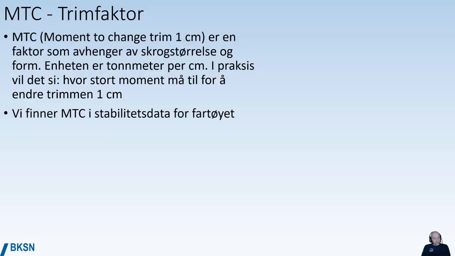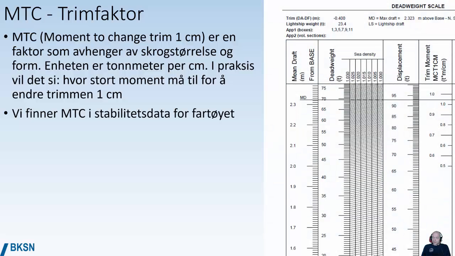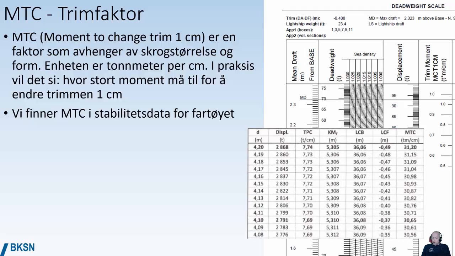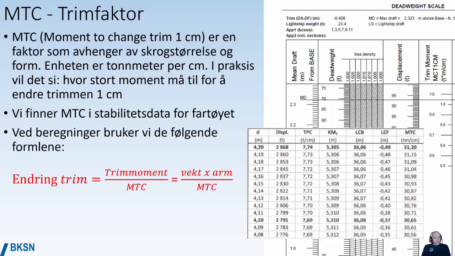And we'll look at some examples. MTC is found in the stability data for the vessels, like here, a deadweight scale, where all the way at the right we have the trim MTC, or you can find it in tables such as this one, where you have it in the right-hand column. When you do calculations, we use the following formulas. Change in trim equals trim moment divided by MTC, and trim moment is the weight that is moved multiplied by the arm, the distance you move it.